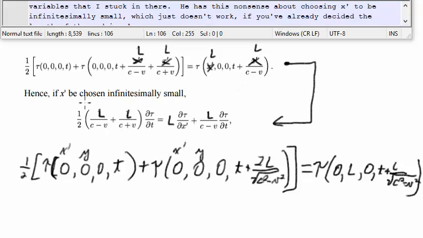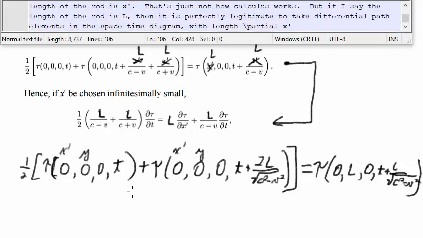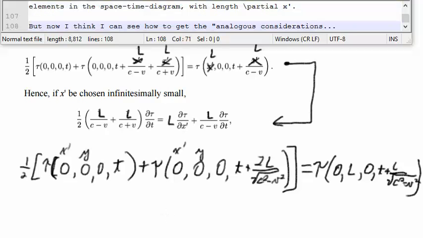He has this nonsense about choosing x prime to be infinitesimally small, which just doesn't work if you've already decided that the length of the rod is x prime. That's just not how calculus works. But if I say that the length of the rod is L, then it is perfectly legitimate to take differential path elements in the space-time diagram with length partial x prime. But now I think I can see how to get the analogous considerations.